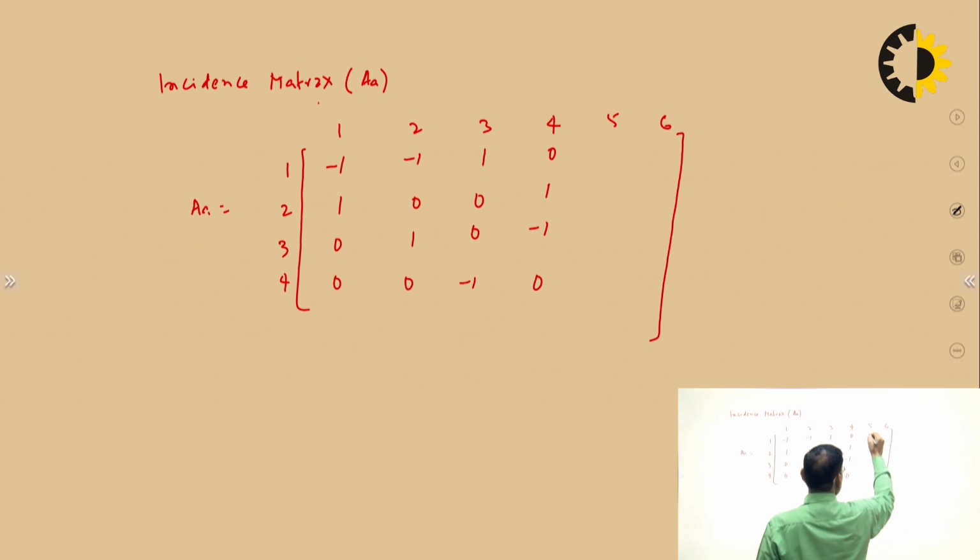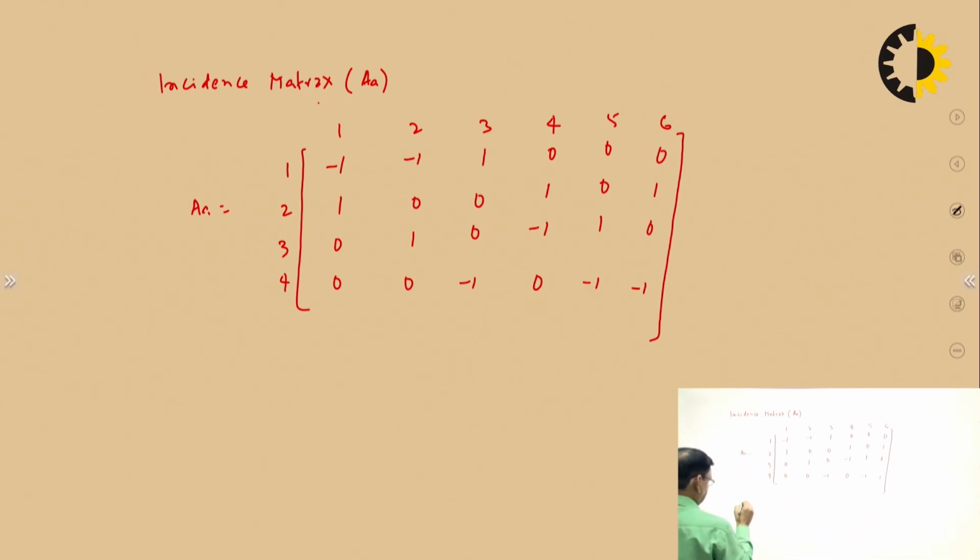Then branch 5 is from 3 to 4. So 3 to 4: 1 and 2 will be 0, 3 will be +1, 4 is -1. And branch 6 is from 2 to 4. So 2 to 4 we can write as 0, 1, 0, -1. I can draw the graph here. For convenience, we can draw the graph here.